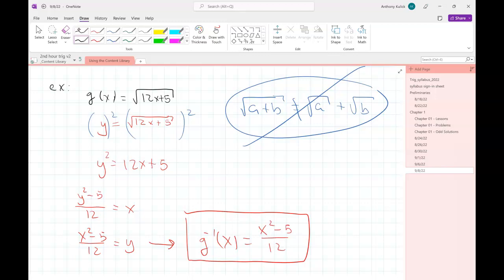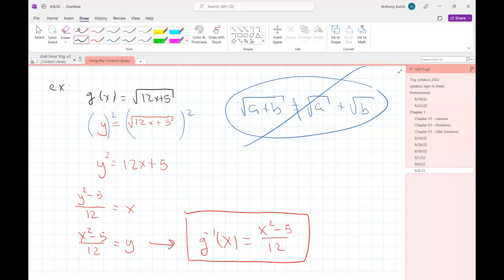Olivia, can you just swap your x's and y's? That's part of the finding the inverse procedure. Okay, that's not something we do all willy-nilly. That's part of the procedure to find the inverses.